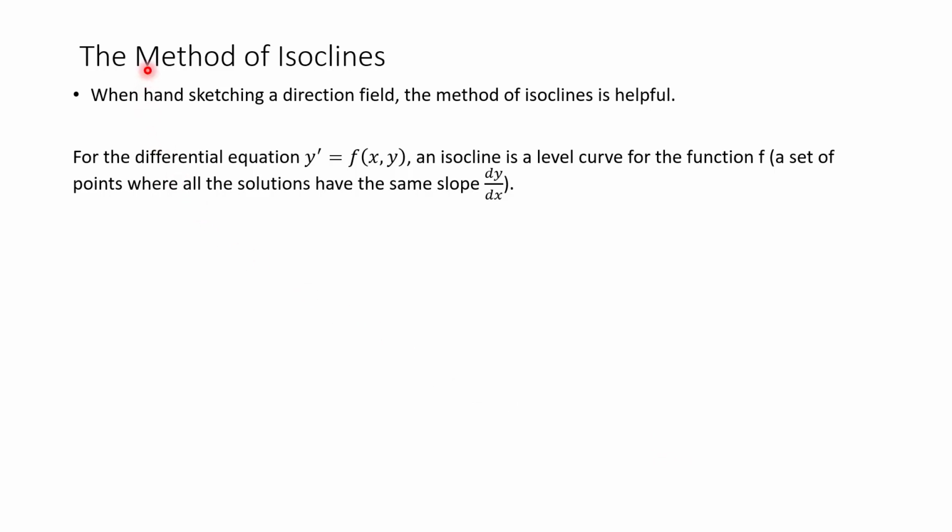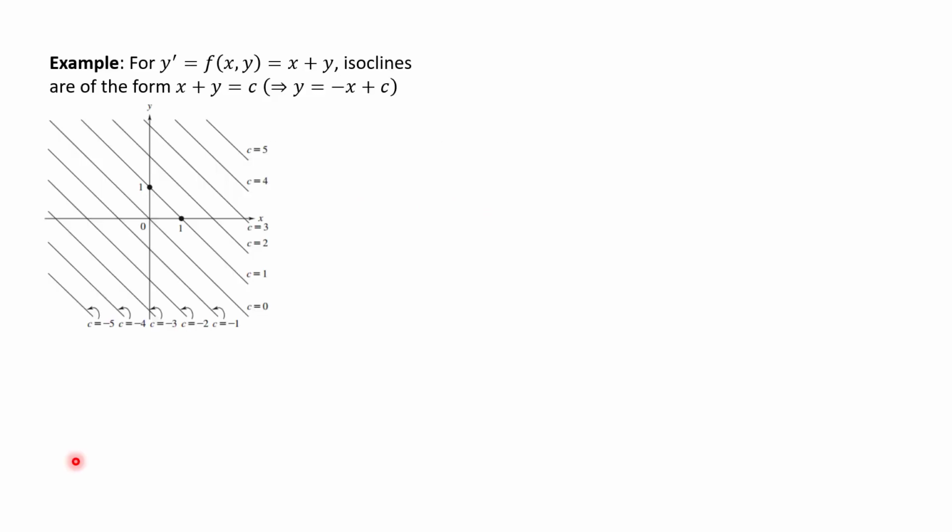So next we're going to talk about the method of isoclines. When we're hand sketching a direction field, like we just did, the method of isoclines is actually pretty helpful. So here's how this works. For your differential equation, y prime equals a function of x and y, an isocline is just a level curve for the function f, which is a set of points where all the solutions have the same slope. And remember, the slope is just the derivative.